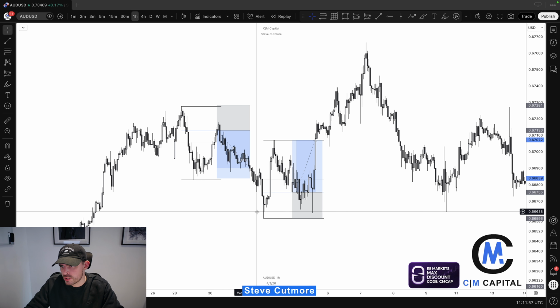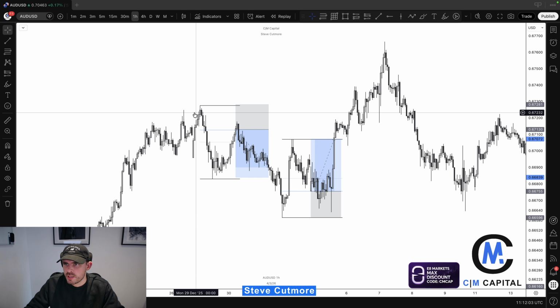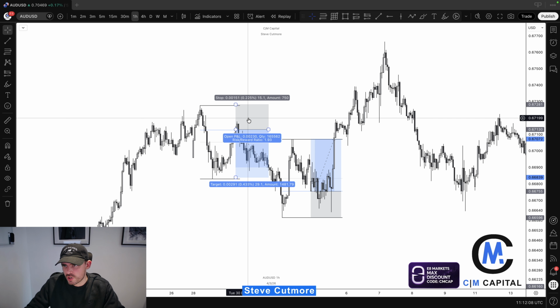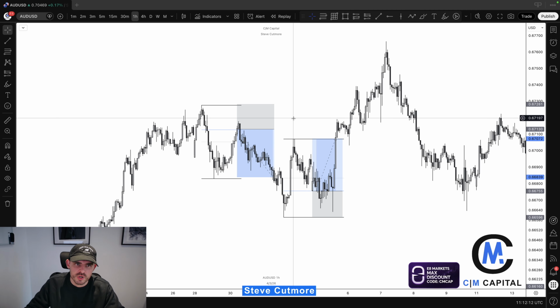Here, liquidity sweep, push up, break structure, slow pull back down, enters, pushes up, completed. Liquidity sweep, push to hand. Market structure shift, return to Fibonacci, enter, push down, completed. Happens over and over again, guys.